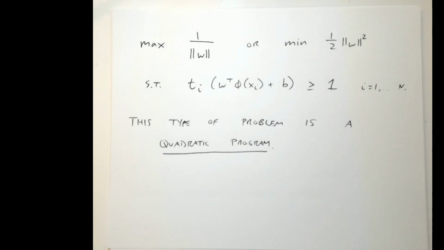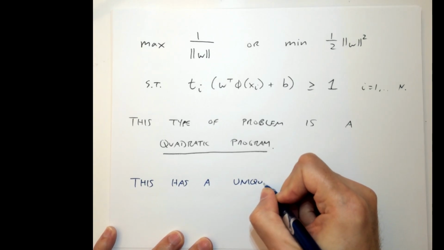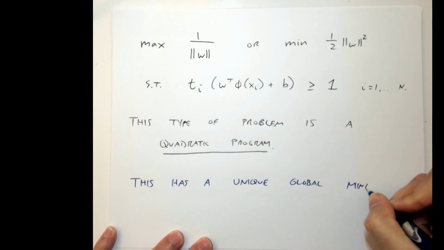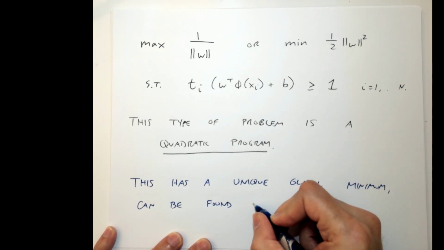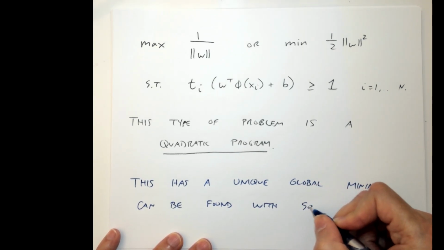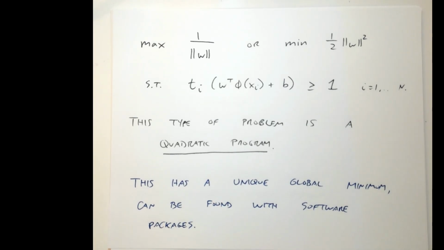Excuse me. So basically, when I have something that's quadratic in the objective function and in the constraints, then life is called a quadratic program. The nice thing about this is that it has a single global minimum. So again, this is nice. This is a convex cost function. So life is good, right? So this has a unique global minimum, can be found with software packages. What you look for there is what's called a quadratic program optimizer, right? There's stuff built into MATLAB, built into Python, and so on.